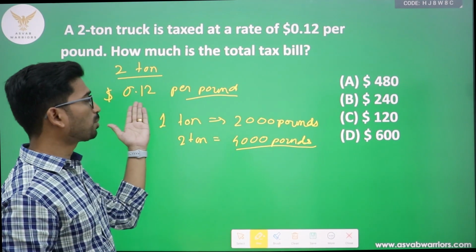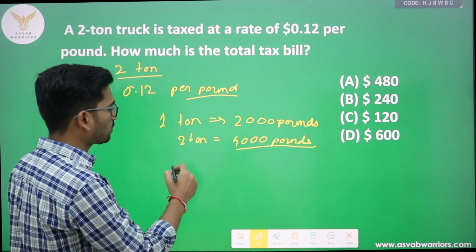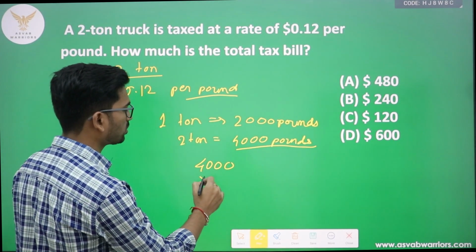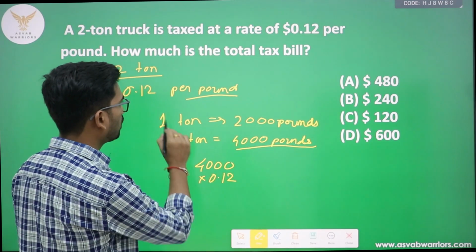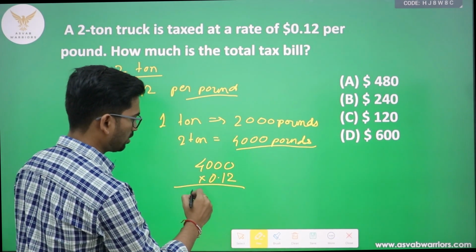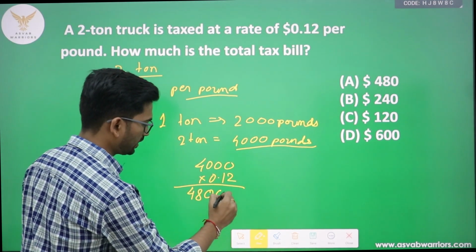And the tax per pound is $0.12. Now the question is of simple multiplication. We just need to multiply this 4000 pounds with $0.12, which is the tax rate. 12 fours are 48. These 3 zeros as it is.